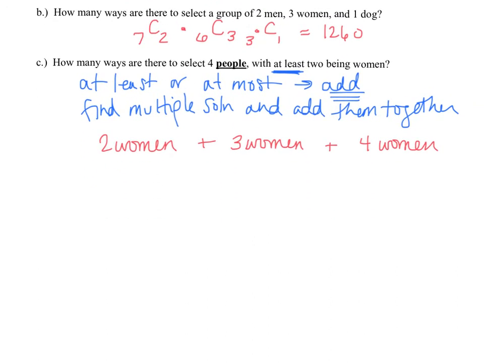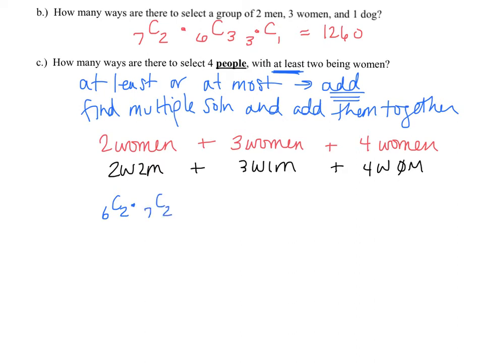Now, if I am choosing 2 women, that means I'm choosing 2 males. And I had 7 males, so I'm going to say 2 women and 2 men, or 3 women and 1 man, or 4 women and 0 men. So now if we consider these options, out of all of the women that we have, there are a total of 6. So this would be 6 choose 2, together with, out of my 7 males, 7 choose 2.